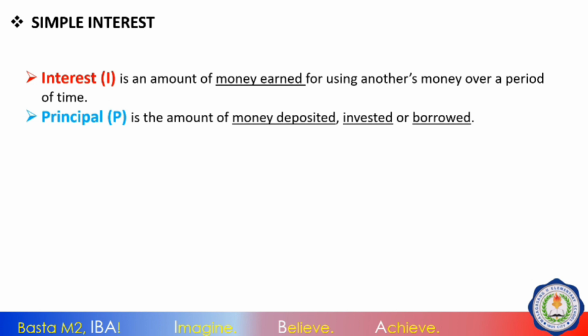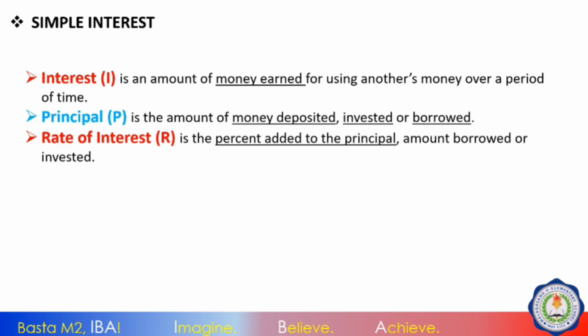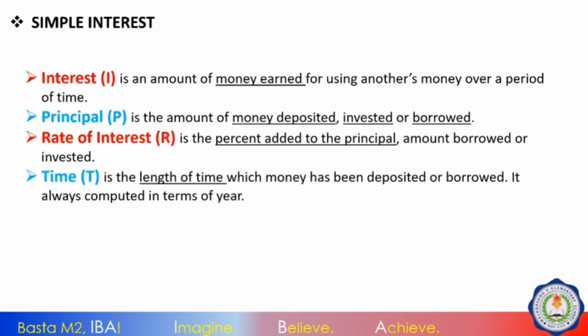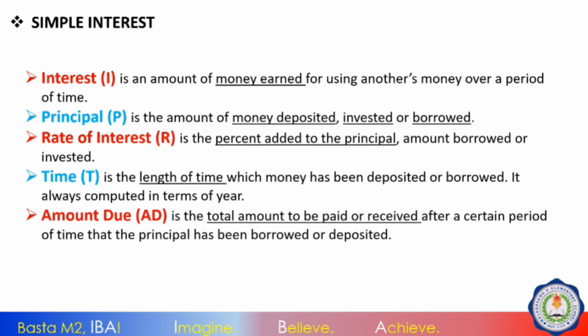Principal is the amount of money deposited, invested, or borrowed. Rate of interest is the percent added to the principal, amount borrowed, or invested. Time is the length of time which money has been deposited or borrowed. It is always computed in terms of year. Amount due is the total amount to be paid or received after a certain period of the time that the principal has been borrowed or deposited.